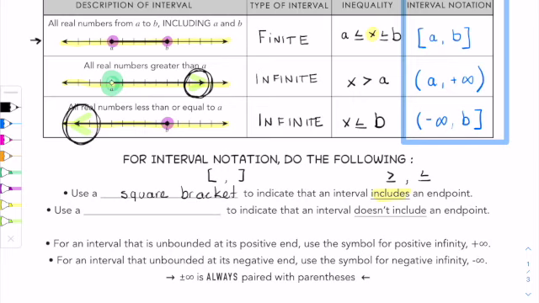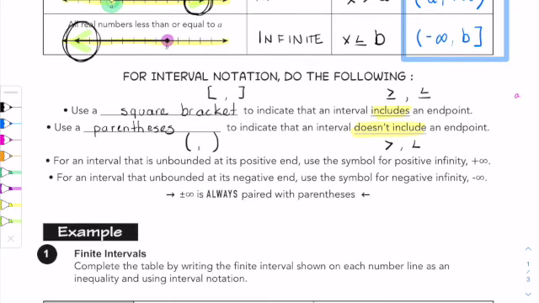You use a parenthesis to indicate that an interval doesn't include an endpoint. As an inequality, that would just be greater than or just be less than. Okay, a couple of important notes.